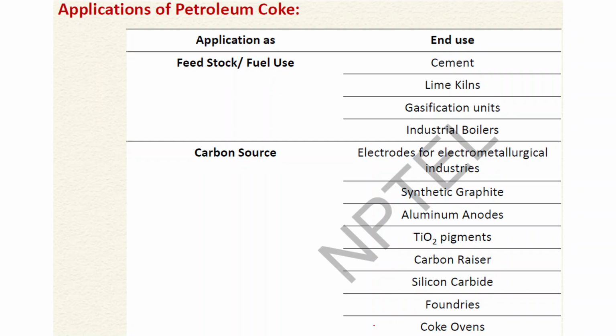Coming on to the applications of petroleum coke. Petroleum coke is used in two ways, one as fuel, another as electrode material, as carbon source. It is used as fuel for the production of cement, then in lime kilns, gasification units and industrial boilers, and further as carbon source, it is used in electrodes for electrometallurgical industries, in synthetic graphite, aluminum anodes, TiO2 pigments and carbon razor, silicon carbide foundries, and coke oven.